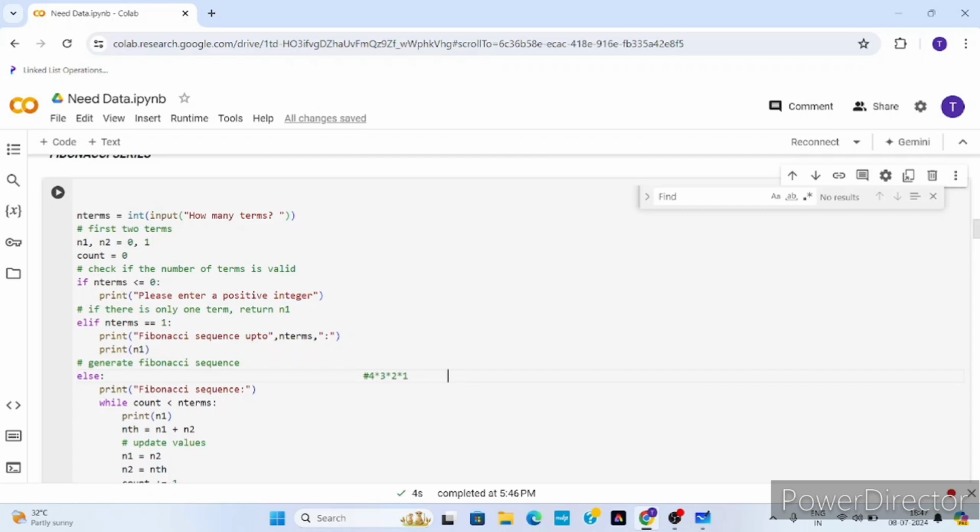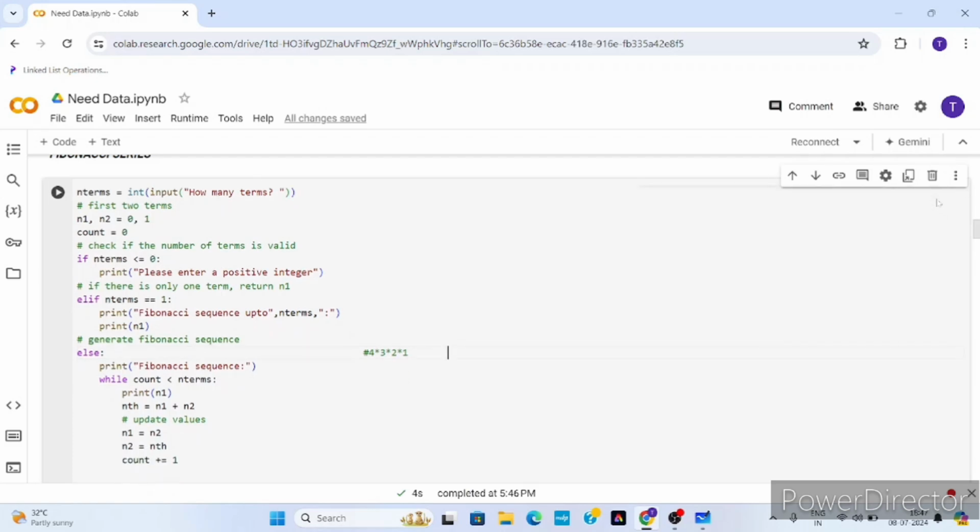If n terms is less than or equal to 0, meaning the user provides a term value of 0 or any negative number, it won't get the correct output. So I'm asking the user to give a positive integer. If the number of terms is equal to 1, that is only a single term, which means 0.